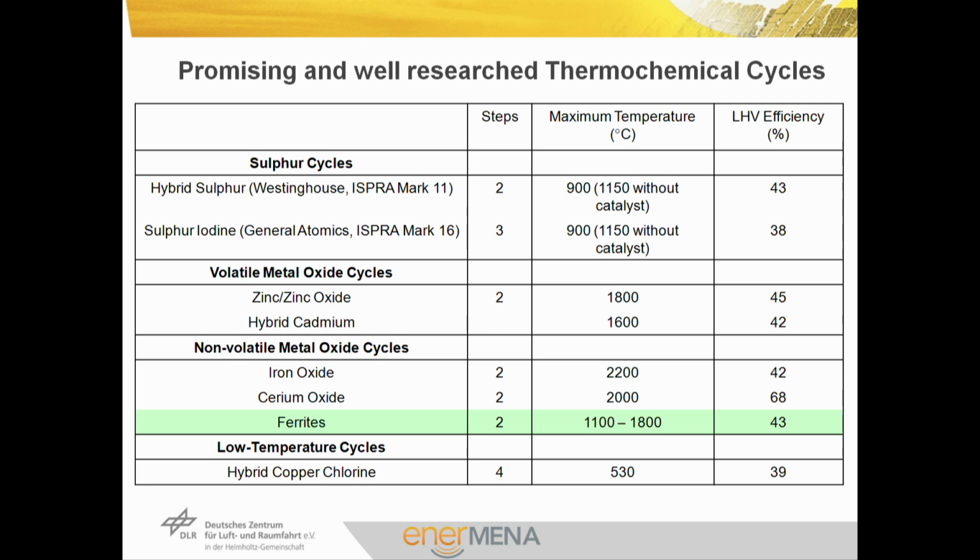These are the most prominent thermochemical cycles already worked on. They are in 4 classes. The first one is the sulfur class, already known for several decades. They were firstly developed for nuclear power.